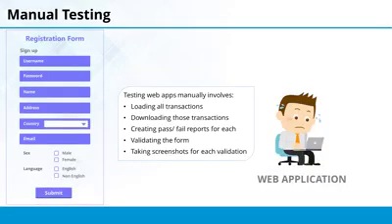Okay, so that's a funny slide, and you can see that on the left hand side we've got this registration form with the various sign up fields like username, password, name, address, country, email, sex, language, and then we have to submit it. And there's this poor guy who's working on this web application. He's probably loading these transactions manually and he's all sweat. So if you see here, testing web apps manually involves loading all transactions, downloading those transactions, creating pass-fail reports for each of them, validating the form, taking screenshots for each validation.